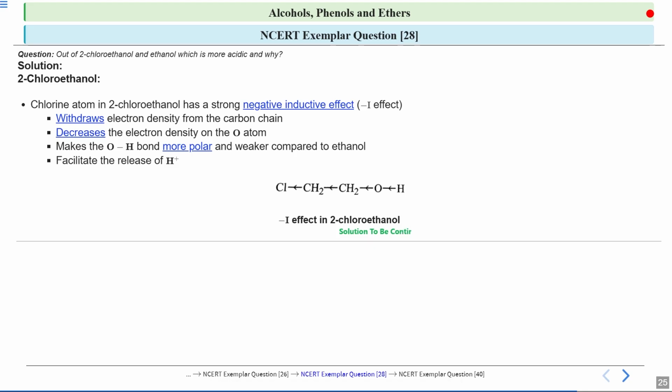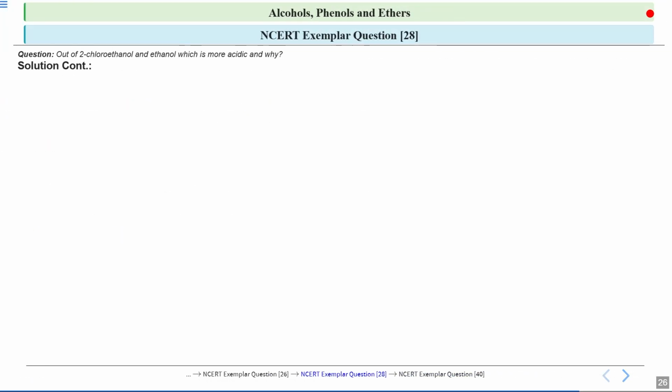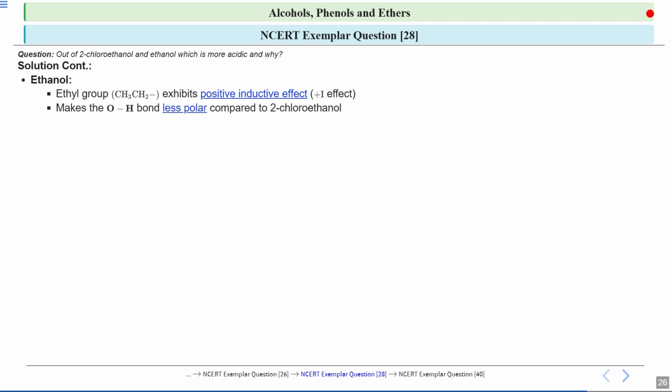Now let us see what happens in ethanol. In the case of ethanol, this is a simple alcohol which has a CH3CH2 group, and this group has a positive inductive effect. That is, this alkyl group has a plus I effect. That means it will push the electron density towards the oxygen atom. So it will make the oxygen-hydrogen bond less polar compared to 2-chloroethanol. So it will increase the OH bond strength. So the release of H+ becomes difficult in this case.